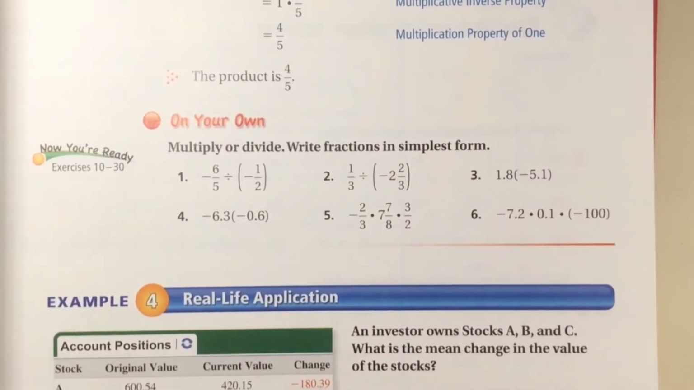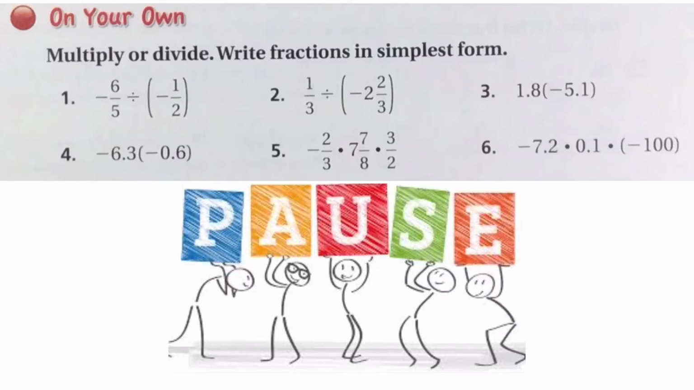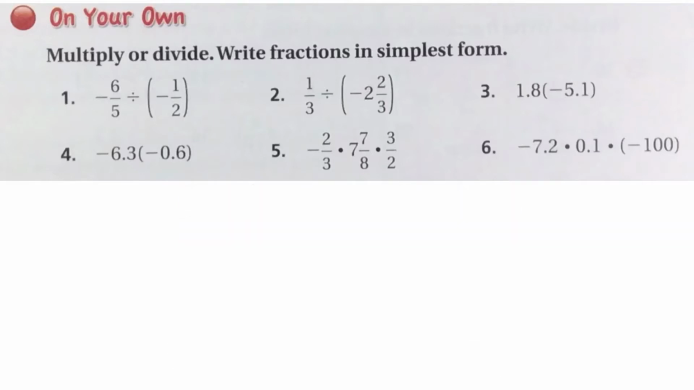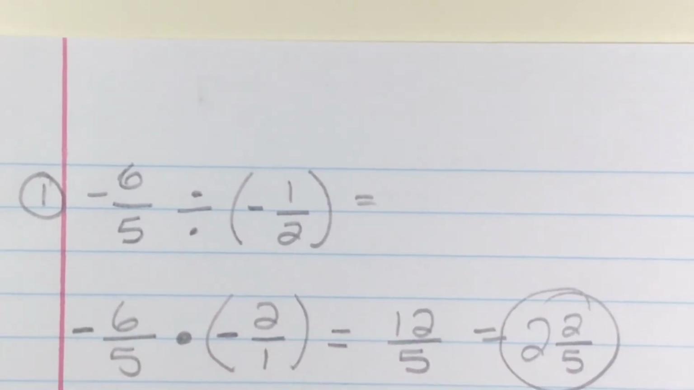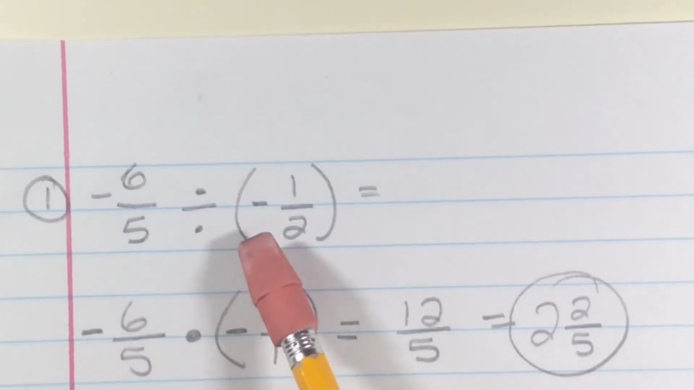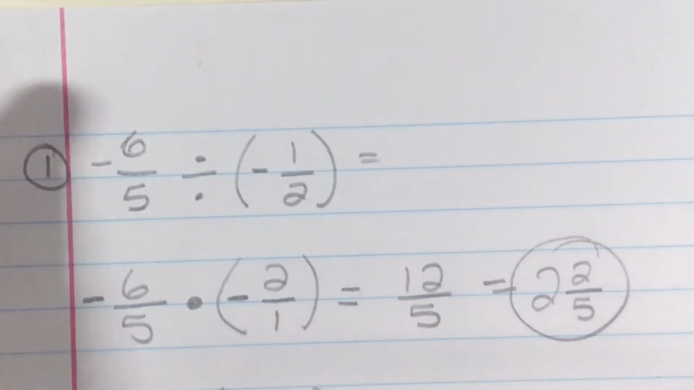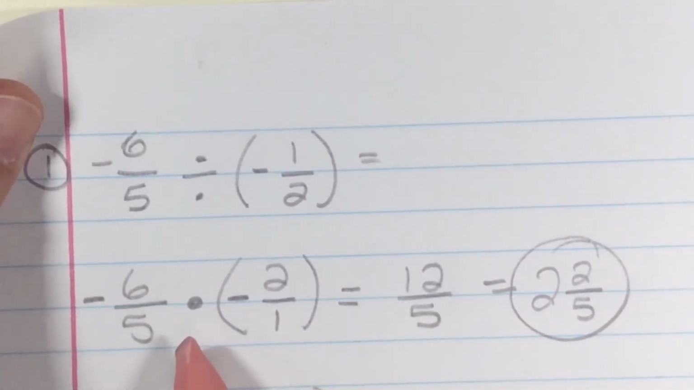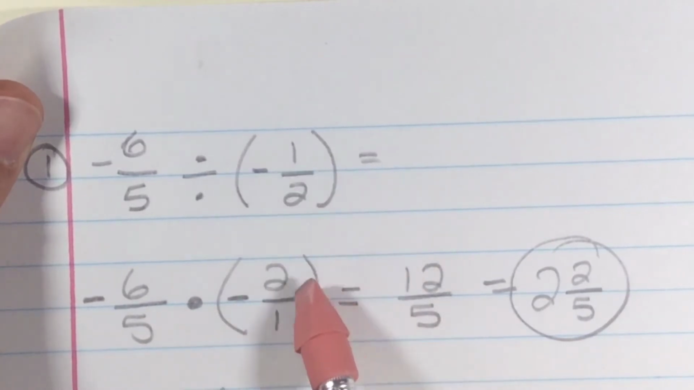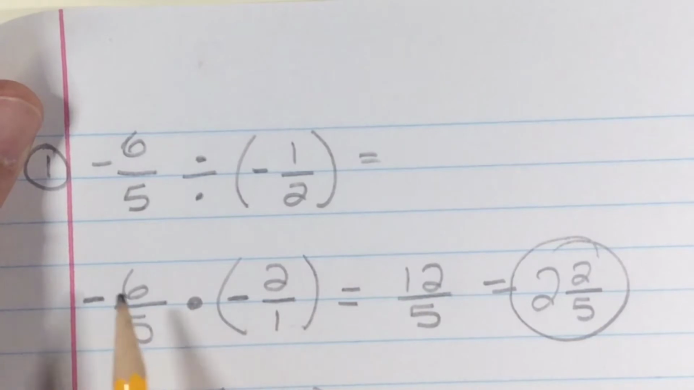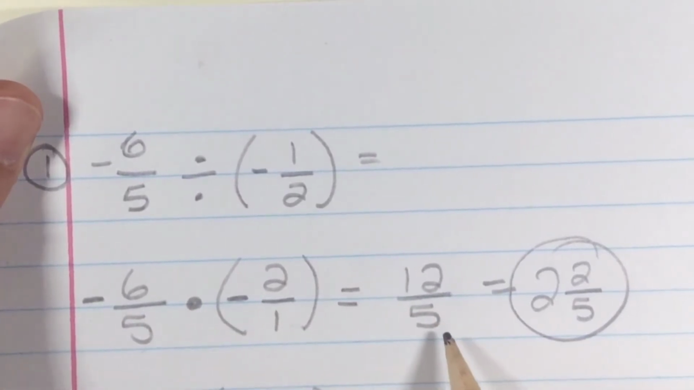And now here are some problems that we'll work on. Okay, working through those on your own problems. The first one, negative 6/5 divided by negative 1/2. So remember, we turn it into multiplication. Negative 6/5 stayed the same, times, and then we invert this fraction so it's negative 2 over 1. Multiplying across the top, 6 times 2 is 12, 5 times 1 is 5, and I look back, both negatives, same sign, positive. And I am going to turn this into the mixed number, although I would accept 12 over 5, it equals 2 2/5.